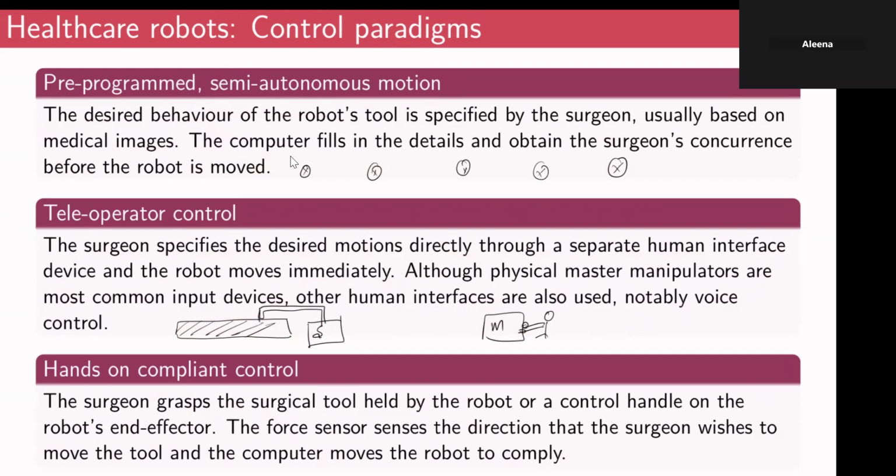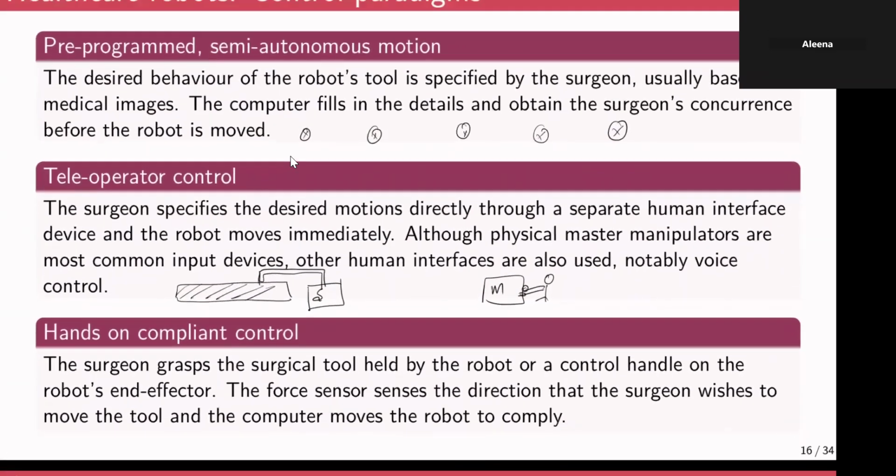All right. And the next point is hands-on compliant control. Here, the surgeon grasps the surgical tool held by the robot, or a control handle on the robot's end effector, right? So the force sensor senses the direction that the surgeon wishes to move the tool, and the computer moves the robot to comply. In a lot of applications, the surgeon would be required to use multiple tools, one after the other. So these tools will be held together using a common tool holder, which would be quite heavy for a surgeon to move within that surgical table.